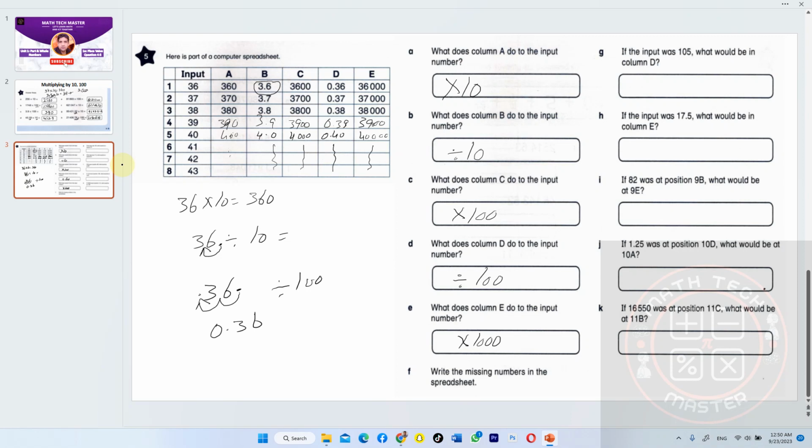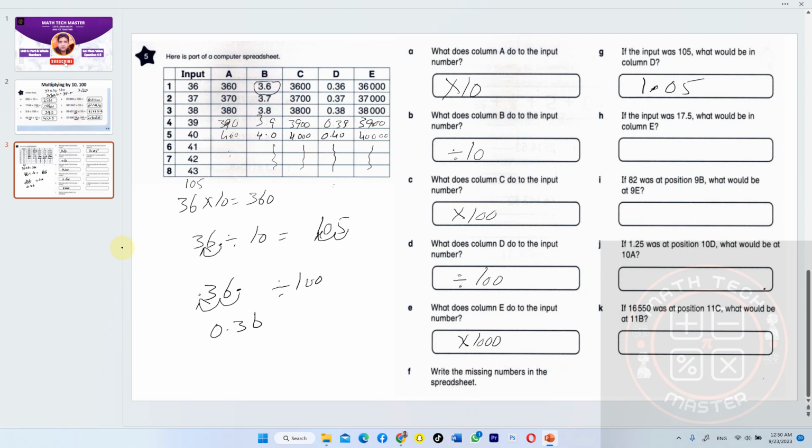Now, moving to the G part, if the input was 105, they are asking what would be the D column? In the D column, we know that the numbers are divided by 100. So we will simply write down 105 and take the decimal two steps backward. It will come between 1 and 0. So we will write 1.05.